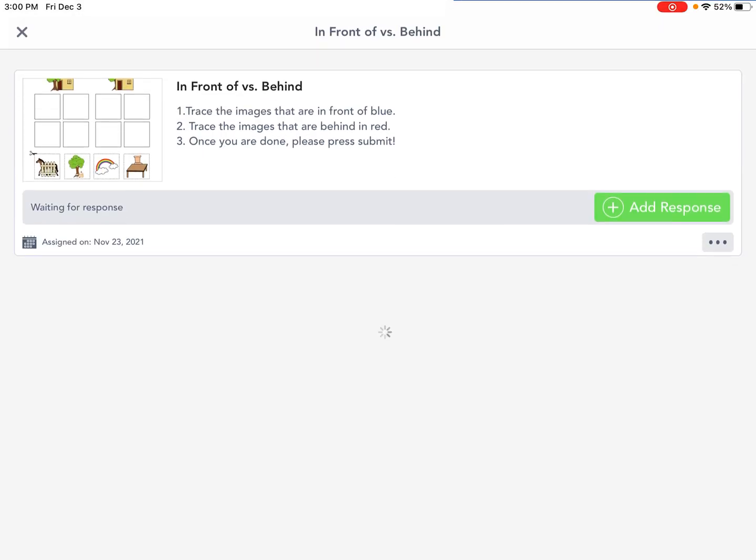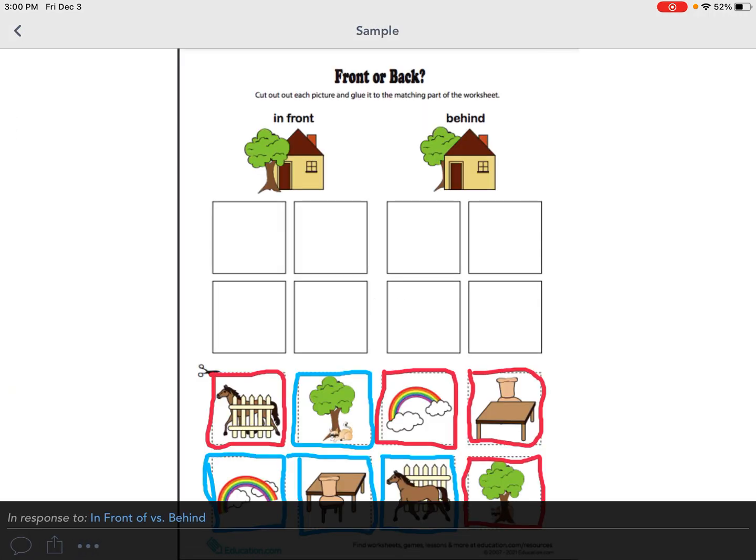And the last one of our worksheets was front or back. Students were to cut out the pictures and glue them in the matching part of the worksheet. So instead of cutting, they were just dragging. For example, on the first image, the fence is in front of the horse.